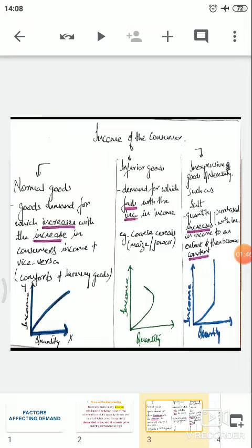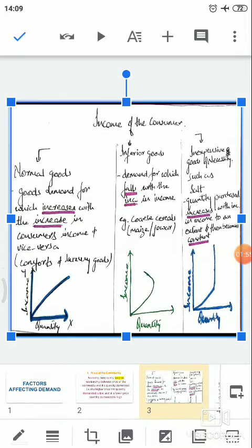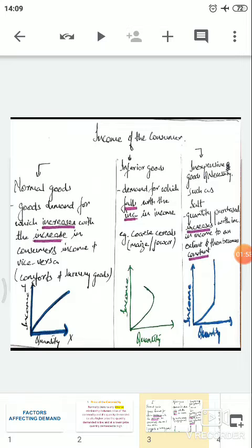Now, normal goods usually refers to the goods of comfort and luxury. So in this case, when the income of the consumer increases, the demand for such commodity will also increase. So there is a direct relationship between the income of the consumer and the demand for the commodity. You can see here I have made a graph. On the x-axis is the quantity of the commodity and the y-axis represents the income of the consumers. So in case of normal goods, as the income increases, the quantity demanded is also increasing. So this is the case of normal goods.